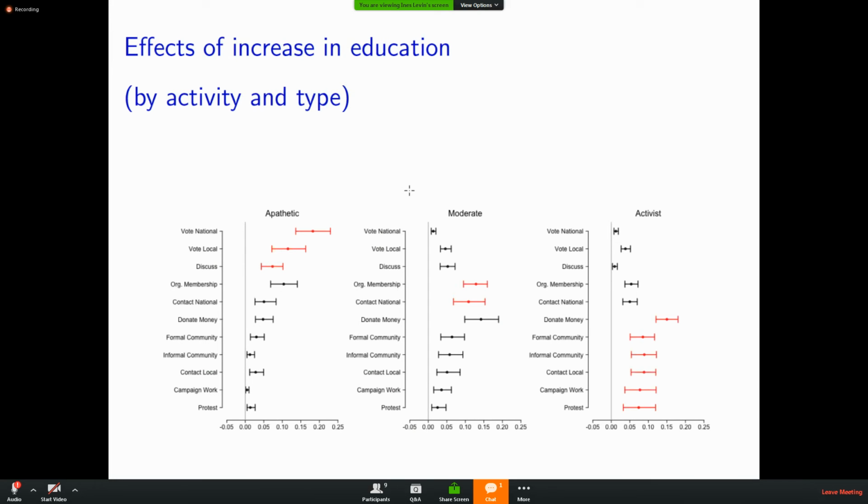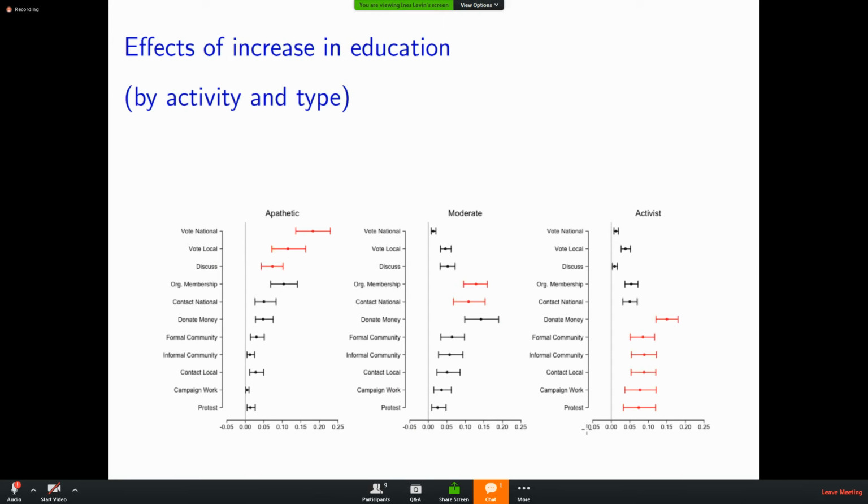Just to help viewers visualize the results, for each activity, I identified the type that had the largest estimated effect, and I colored the estimates of the effect and the credible interval for those types in red. So for instance, in the case of voting in national elections, voting in local elections, and engaging in political discussion, estimated effects are largest for apathetics. They are considerably larger for apathetics than they are for activists, for instance.